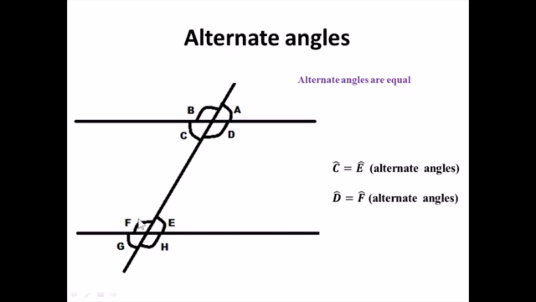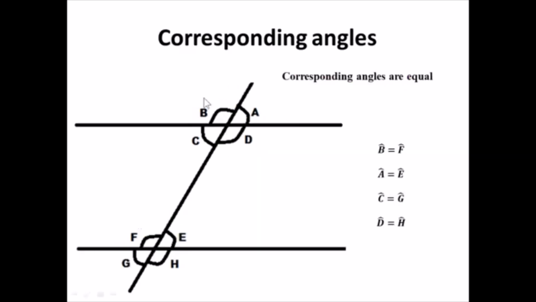Another angle that is formed is the corresponding angle. Corresponding angles are also equal. We know that angle C and angle E are alternate, and angle D and angle F are also alternate. What are corresponding angles? How can we get corresponding angles?